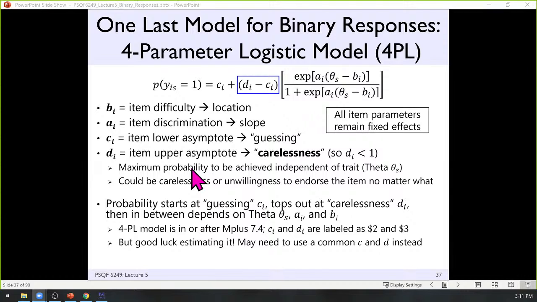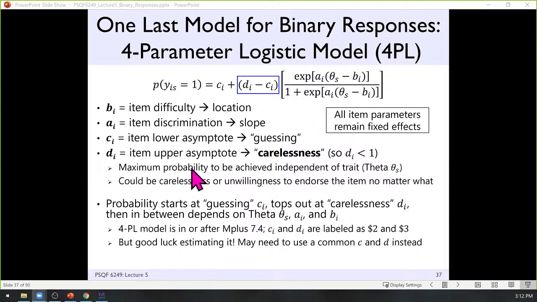Is that true about antisocial or criminal behavior more generally? Is that a way to consider underreporting? Yeah, I think so. There's certain items that people are not going to endorse or that they might not get right for reasons that have nothing to do with the trait. So a D parameter as an upper asymptote just allows that to be the case for some items.